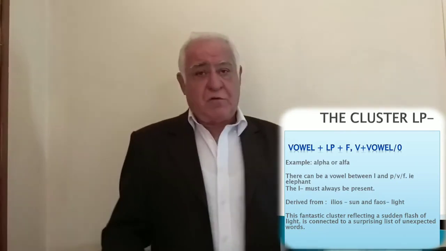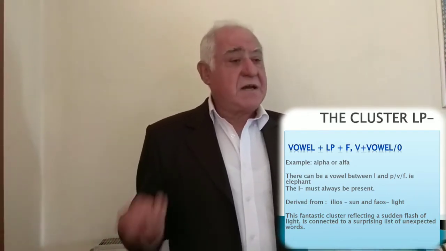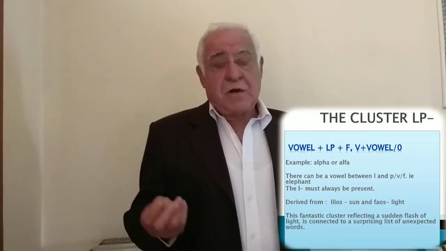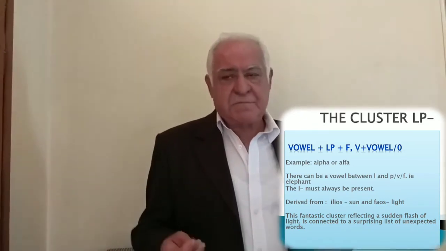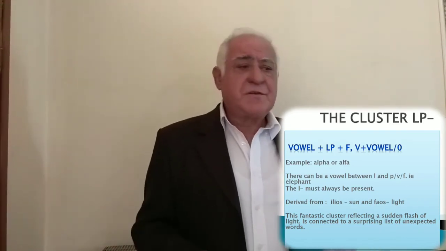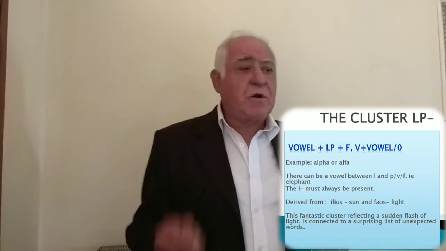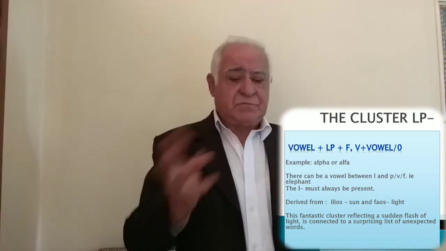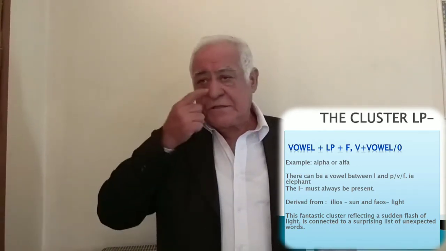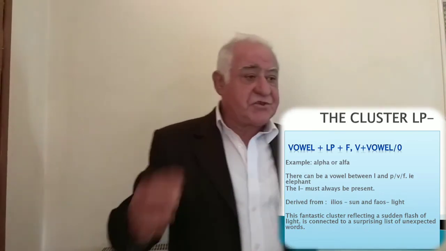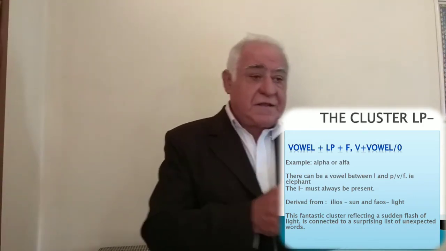And you can see a formula of it on the blackboard there. You see there's a vowel followed by LP or V or F, plus a vowel, plus 0. That means no vowel at all. So, for example, in the word alpha, you have the A sound, and then you have the LP or LF sound, because these are labial sounds that interchange. The P, V, F sounds are labial sounds. They can be interchanged. And sometimes there can be a vowel between the L and the P.